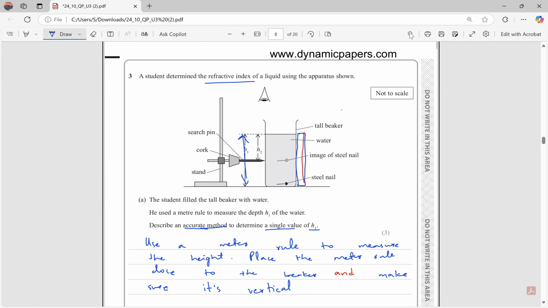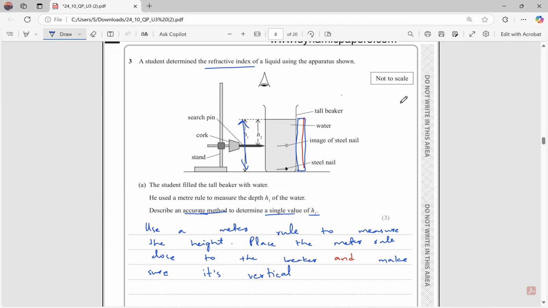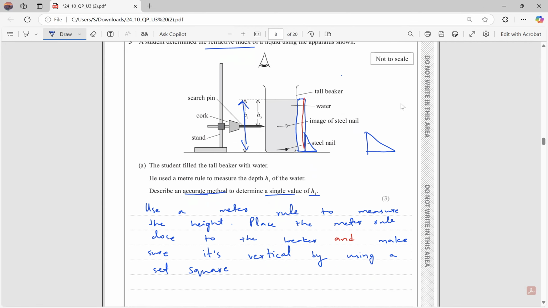How do you make sure the ruler is vertical? You can use a set square for that. What is a set square? It's that triangular geometry thing. The triangular thing in your geometry box. That's a set square. So if you place a set square here and it perfectly aligns with the horizontal surface, then the ruler is vertical.